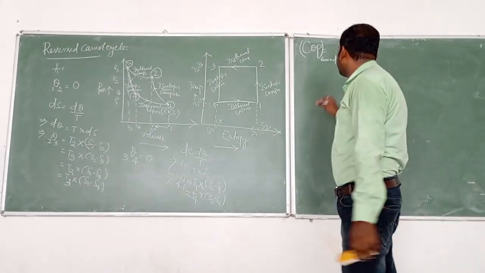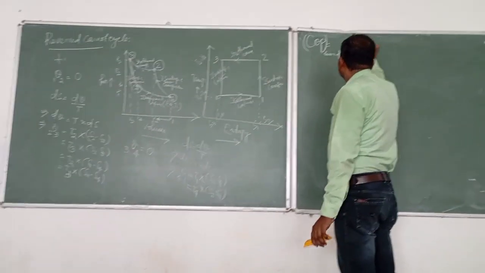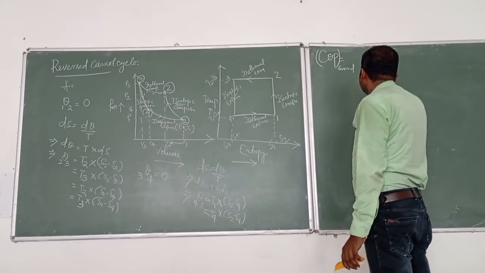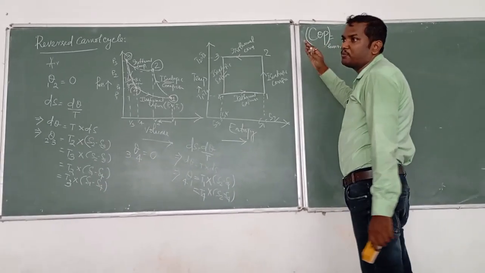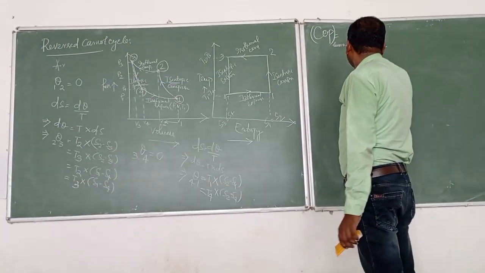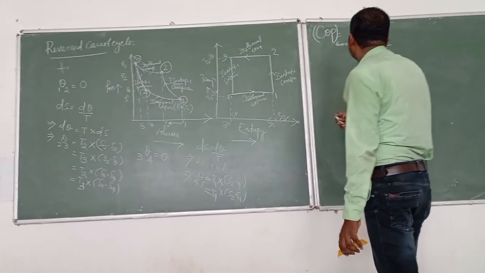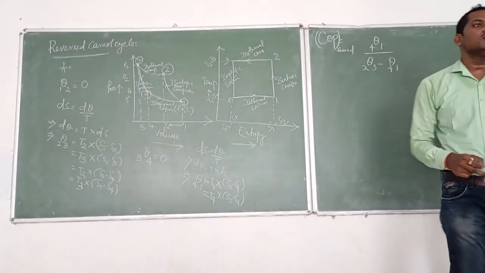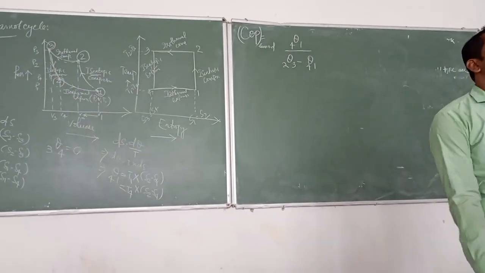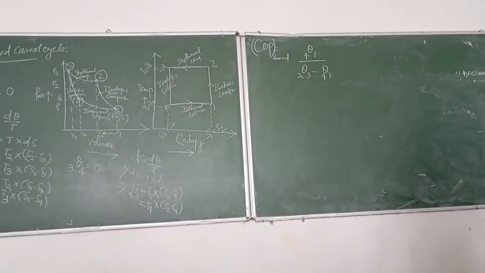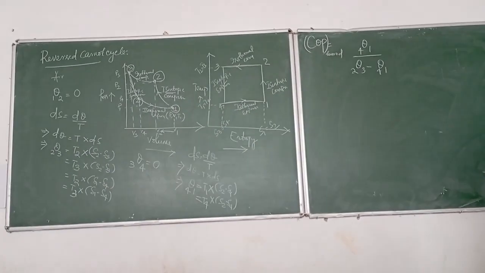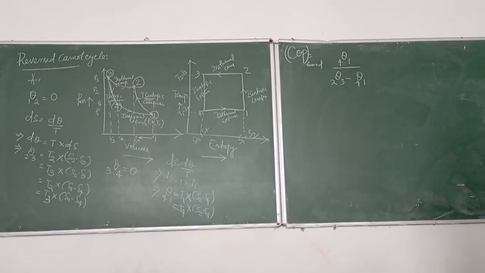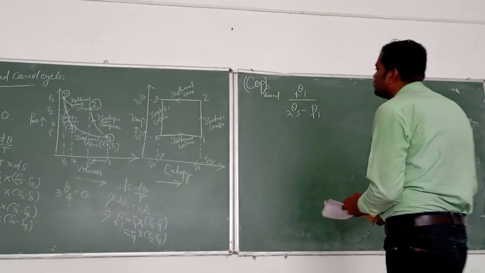So COP of a reverse Carnot cycle is equal to Q4 to 1 divided by Q2 to 3 minus Q4 to 1, the amount of heat supplied minus amount of work done. Okay, this is known as the COP of the reverse Carnot cycle. COP is equal to Q4 to 1 divided by Q2 to 3 minus Q4 to 1.